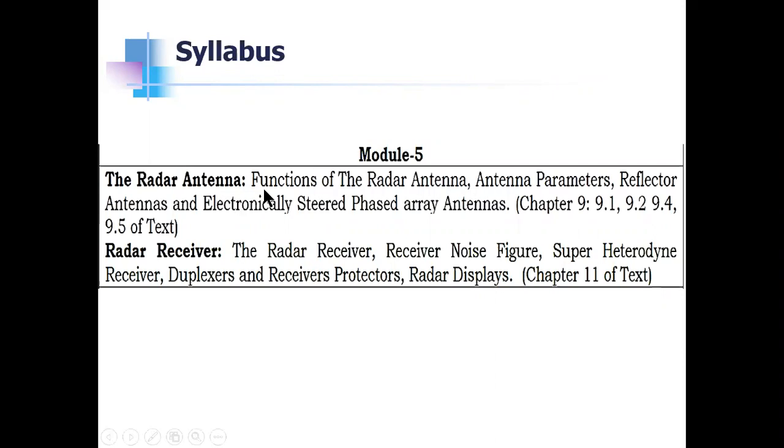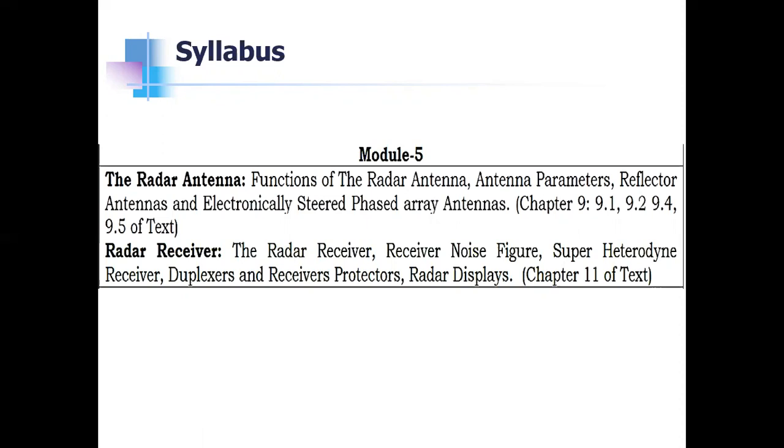So today we'll start on what is radar antenna, the functions of radar antenna, and antenna parameters I'll be dealing with in the next video. So today we'll do functions of radar antenna, which is a small topic, and then I'll quickly start with what are reflector antennas. Okay. So let us see what are the functions of radar antenna.